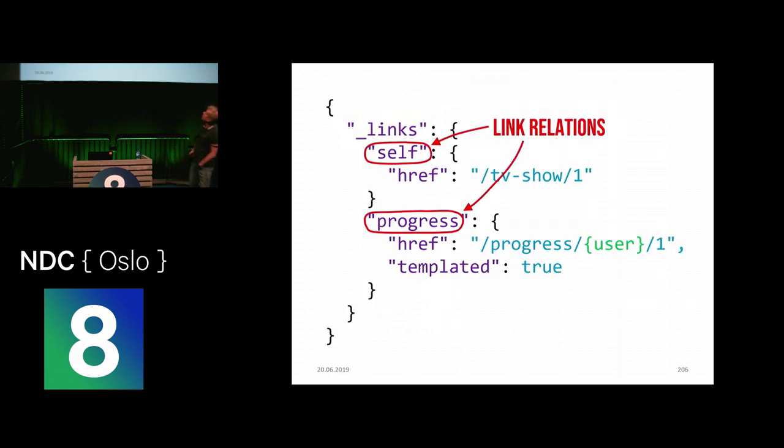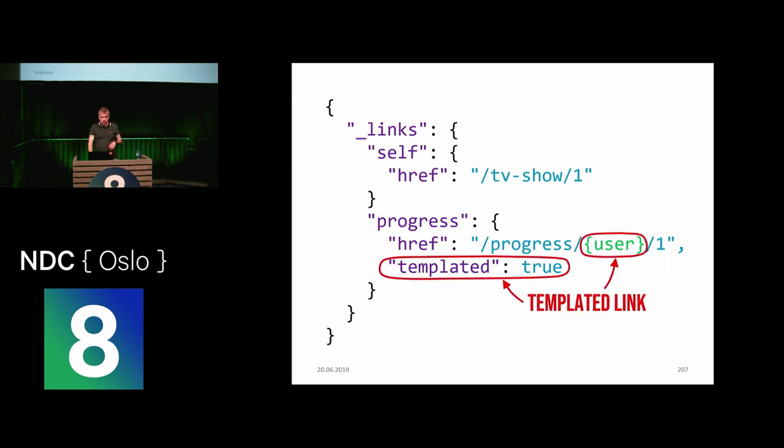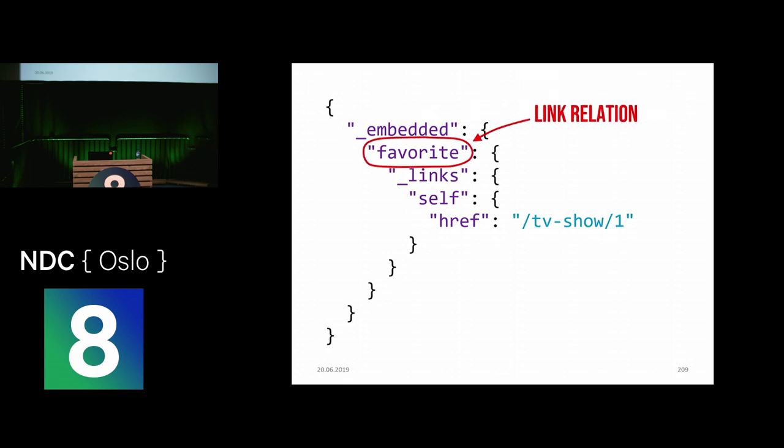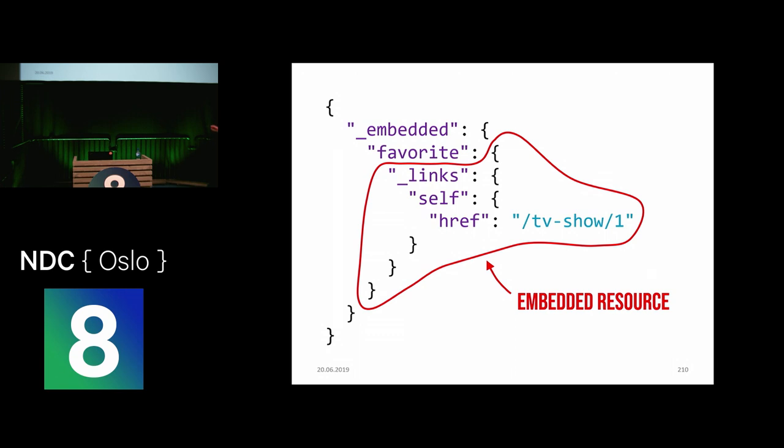Again, collection of links. Two kinds of links here, self again and progress, just to show that in HAL you can also have templated URLs. And these embedded resources. In this case, we have a favorite, which is also a link relation, and it's something that you can navigate to, but you want to embed that sometimes to allow, for instance, someone to choose one of these embedded options for navigating further.